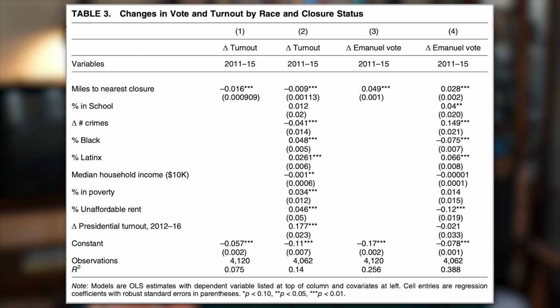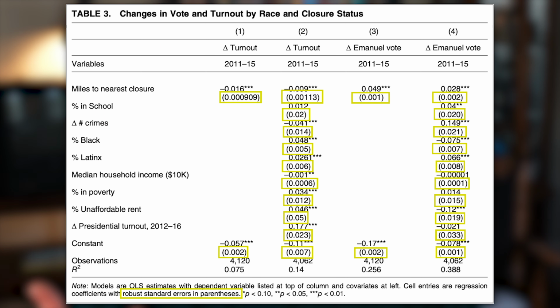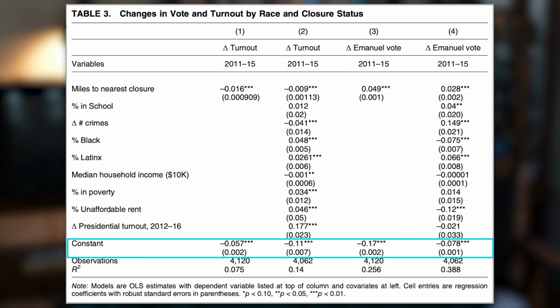Here are some bonus clues for looking at this research. Standard errors, those are the numbers in the parentheses, measure uncertainty. The wider or larger they are, the shakier the estimate is. The constant or intercept is the model's baseline prediction when every predictor equals 0. It's not always meaningful, but needed for the math.